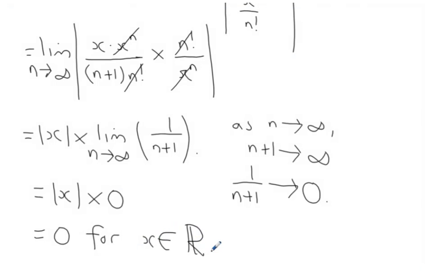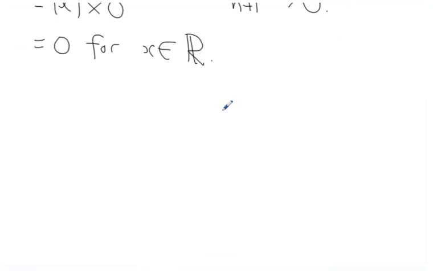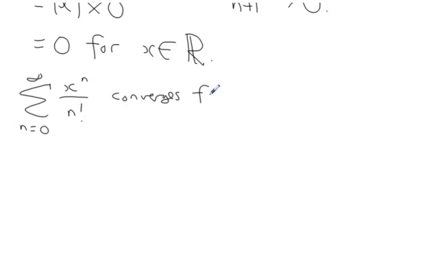So according to the ratio test, this particular series will converge no matter what value of x we have. Actually the value of x doesn't make a difference. It usually does, but in this case it doesn't. This series will converge everywhere. So this tells us that the series from n equals 0 to infinity of x to the n over n factorial converges for all real x.